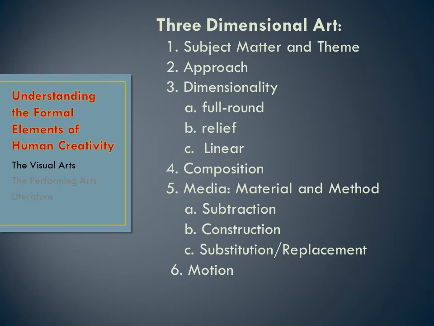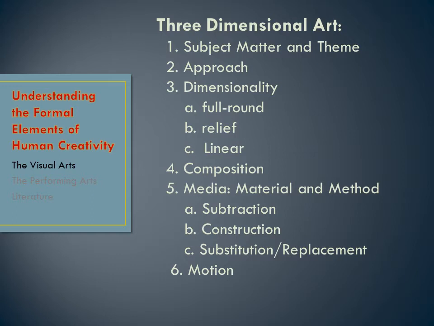Three-dimensional art, which we can also refer to as sculpture, also has areas of subject matter and theme, pretty much exactly the same types of subject matter and themes that we discussed with two-dimensional art. An artist who is a sculptor can also take a representational or a stylized or an abstract or even a hyper-representational approach. But with sculpture, because it is three-dimensional, we need to think about how the artist has used dimensionality.